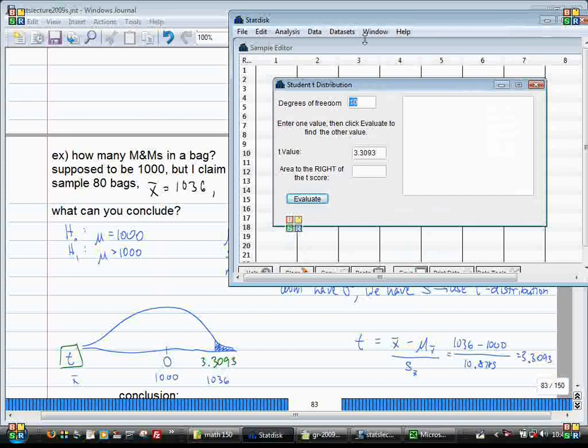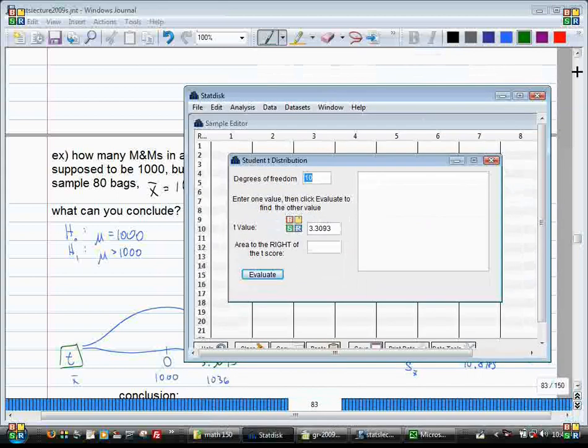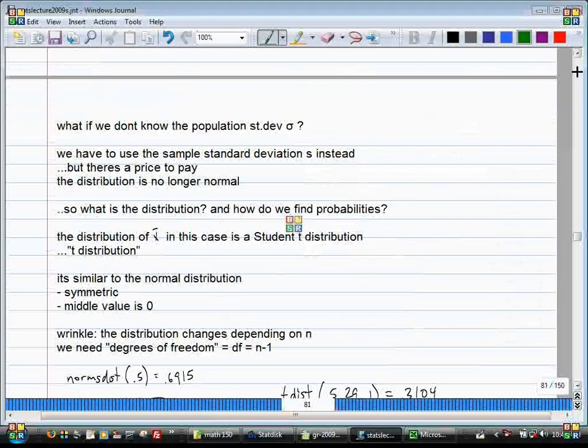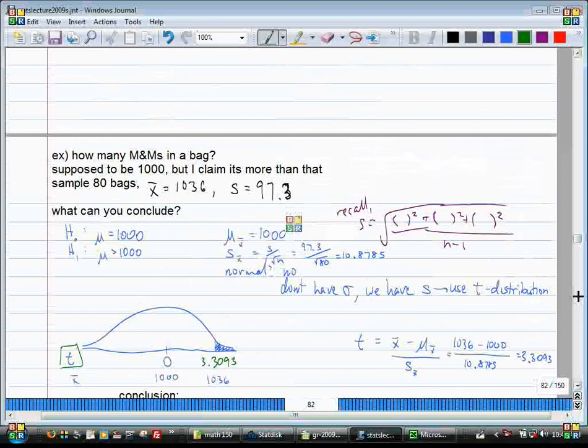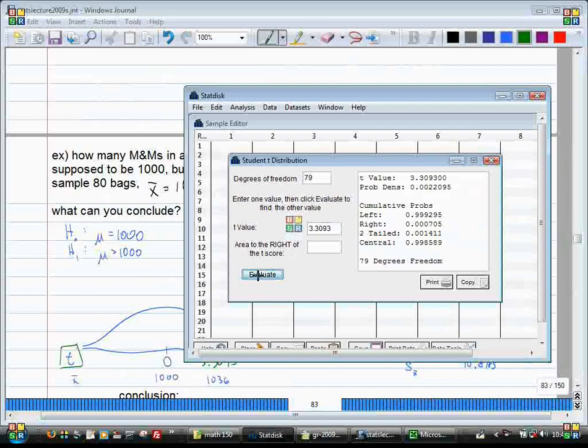So what's the degrees of freedom here? How do we figure out the degrees of freedom? Let's flip back to it so we remember that. Degrees of freedom is just n minus 1. So this is important. Let's write this down in this problem. In addition to all these things, we need to write down degrees of freedom, which I'm going to call df. It's n minus 1, which is 80 minus 1. That's 79. Now we're ready. Click evaluate, and it tells me what I need.